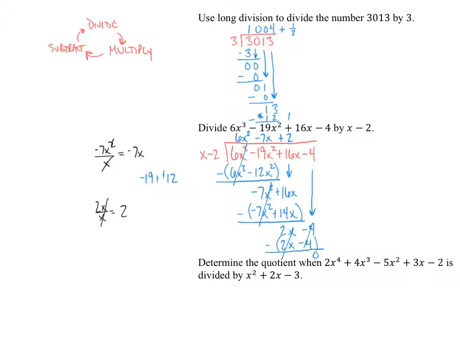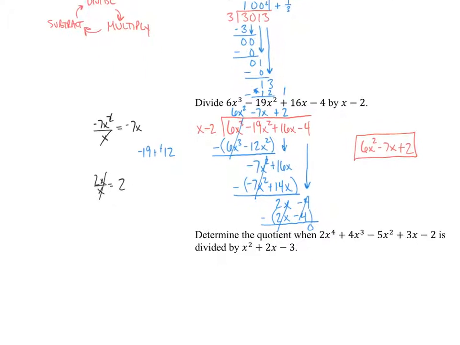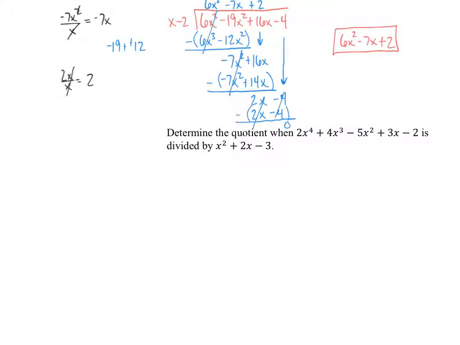So when we divide these two polynomials, our quotient ends up being 6x cubed minus 7x. Sorry, not 6x cubed. 6x squared minus 7x plus 2. I'm going to do one more here, but I'm going to go through it pretty quickly. And then we'll practice this in class.